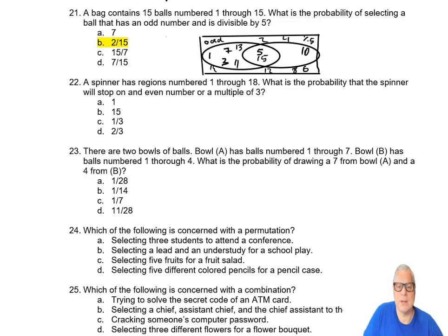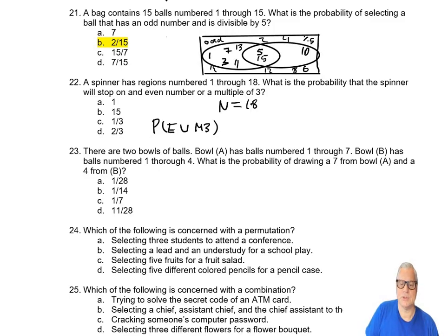Okay, so now a spinner has regions number 1 through 18. What's the probability that the spinner will stop at an even number or a multiple of 3? Okay, so now we do the same problem. So we have a total of 18 fields. That's the probability of even or a multiple of 3, M3.